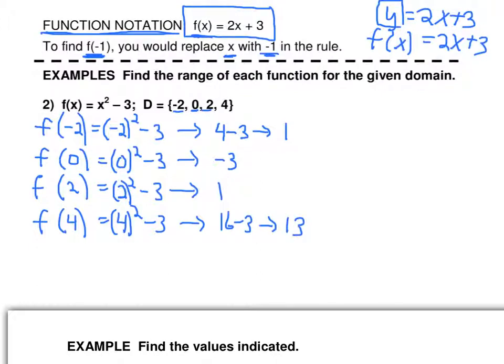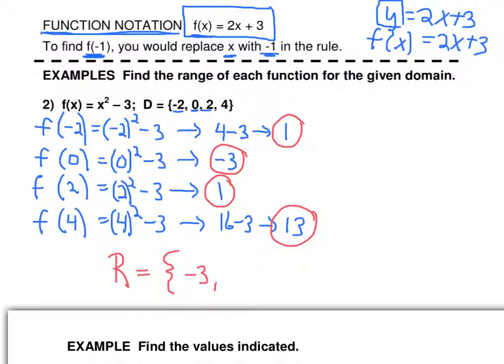So then we would say that the range, which is capital R, is equal to, and you put a brace at the end, and then you list your range. And we don't repeat because the 1 repeats, so I would just list negative 3, 1, and 13. And that would be the range.